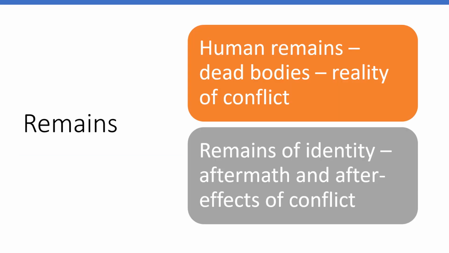So we move on to Remains now, and we'll consider the title first of all, because it has some significance. We might consider remains to be human remains, dead bodies, therefore the reality of conflict, and we certainly see evidence of that in the poem. But we also get the remains of identity, a psychological remains, if you like, the aftermath and after effects of conflict. This is very much a poem which deals with the action and reality of conflict, but that reality also is the aftermath, what's left after the soldiers have returned, and it's not their full being. So what remains is what conflict has taken away.